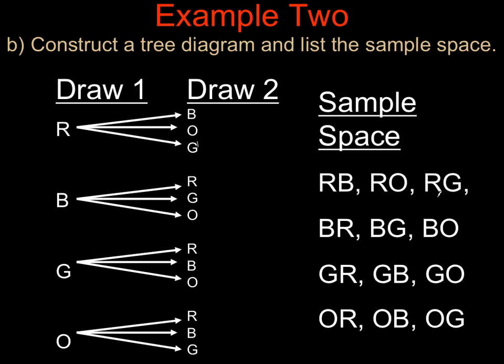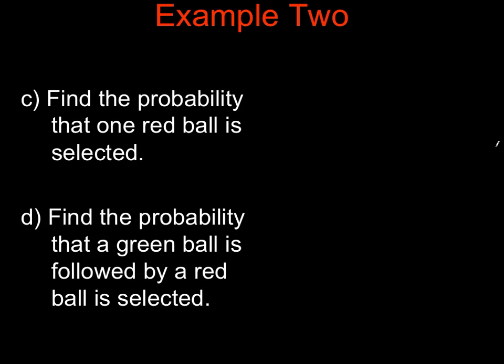Okay, so red, blue, red, orange, red, green, so on and so forth. And you can see here we do get our 12 sample points, and we can also see why it's going to be 4 times 3, because each one of these 4 has 3 choices after it. So let's take the sample space and answer some questions now.